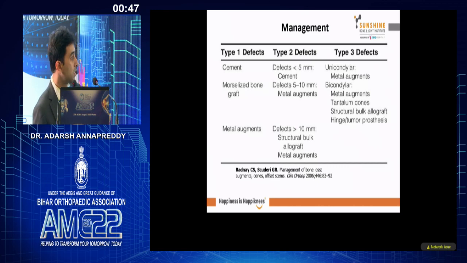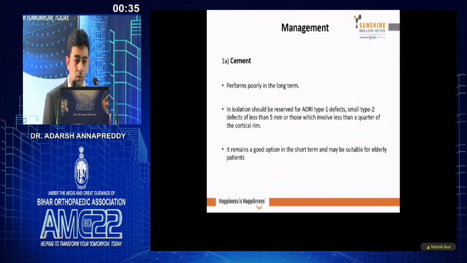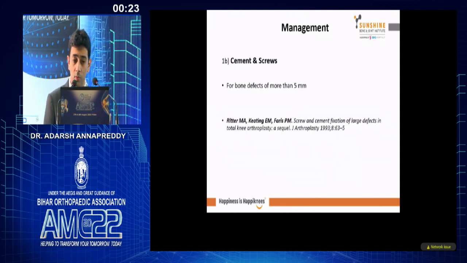Again, if you want to see the management as per your classification: if your defects are less than 5 mm, cement; 5 to 10 mm, metal augments; and more than 10 mm, either a bulk or an allograft. So cement performs poorly in the long term. In isolation, it should be reserved only for AORI type 1 and 2 defects, less than 5 millimeters. It remains a good option in the short term, and may be suitable for elderly patients. Cement with screws is for any bone defects more than 5 millimeters.